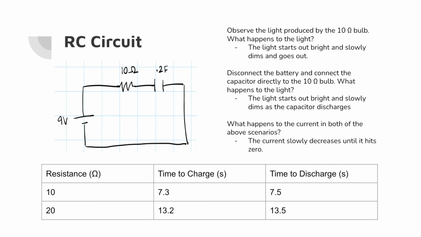I recorded the times for the capacitor to charge and discharge when using a bulb of 10 ohms versus that of 20 ohms. It takes approximately twice as long for the capacitor attached to the 20 ohm bulb to charge and discharge than for the 10 ohm bulb.